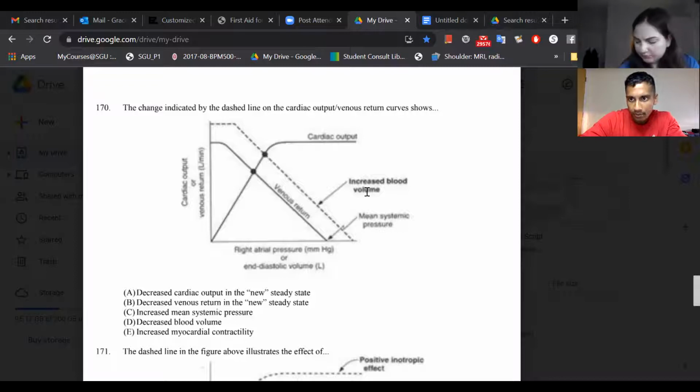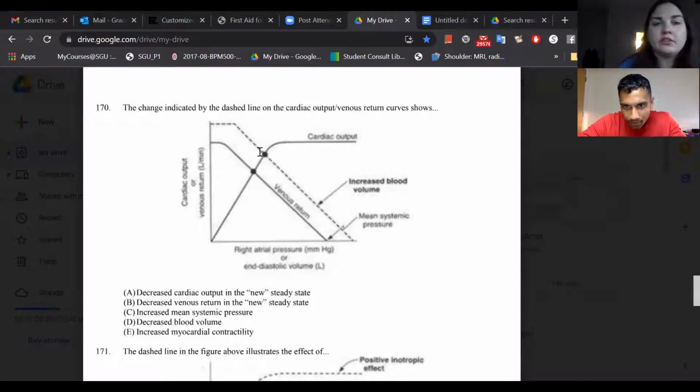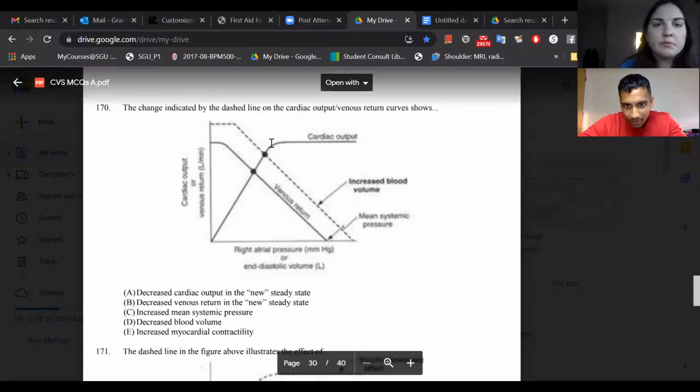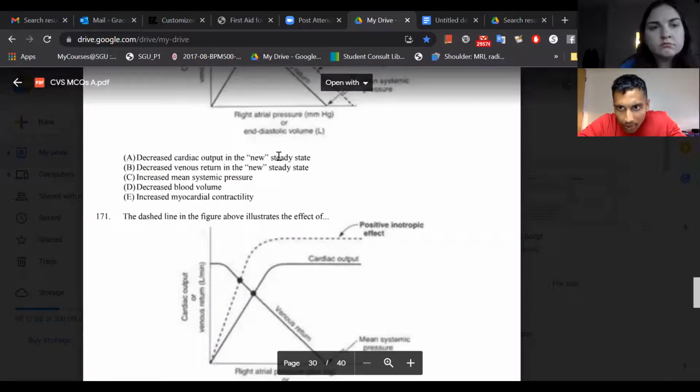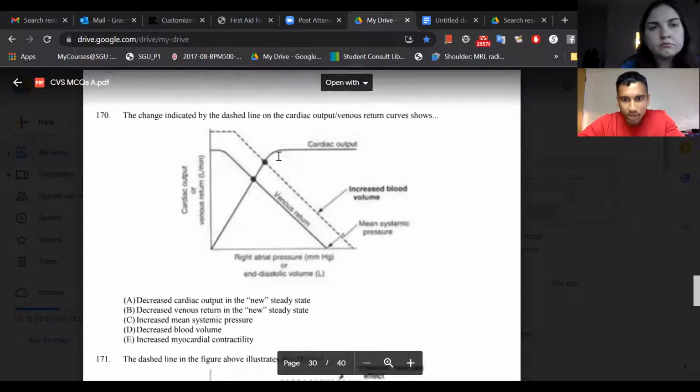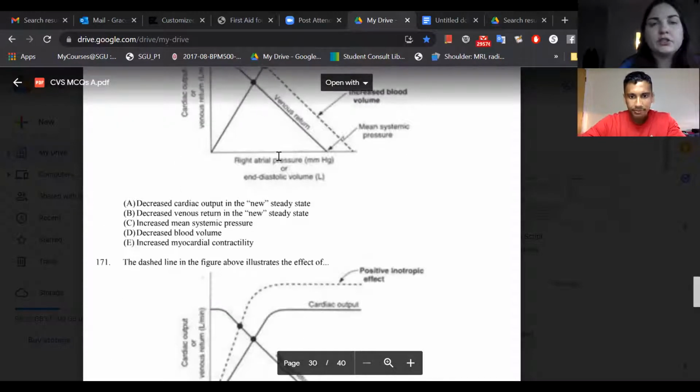Should be C, because we're also increasing the cardiac output. We're going from that line to that line, even though we're not going up that way. Let me see. Yes, it was C. Okay, perfect. So let's do the next one.